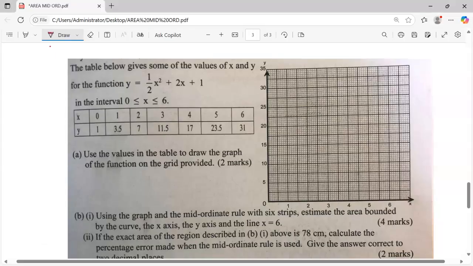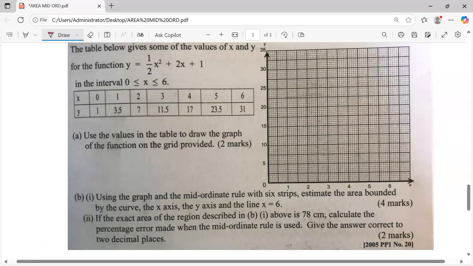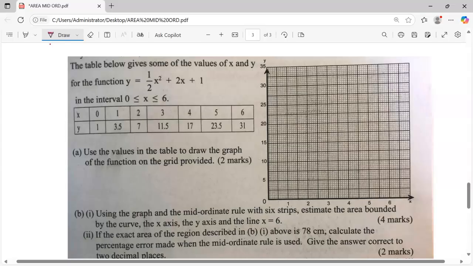This is area approximation using mid-ordinate rule. And the question we have reads: the table below gives some of the values of x and y for the function y is equals to half x squared plus 2x plus 1 in the interval x is equals to 0 and x is equals to 6. Part A, use the values in the table to draw the graph of the function on the grid provided.